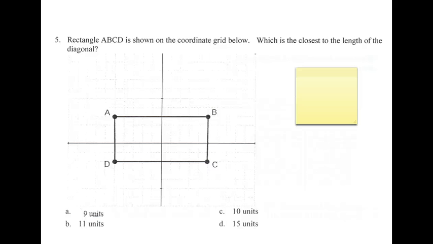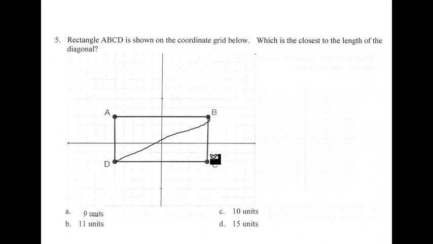Okay, number 5. Both regulars and honors have this problem, but I'm not sure about the numbering. So we need to find the distance of the diagonal. Diagonal means the line that goes from one vertex all the way across to the opposite vertex. And yours should be straighter than mine because you're better at this, right?